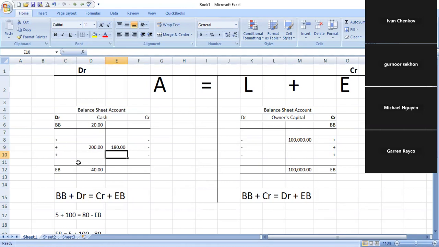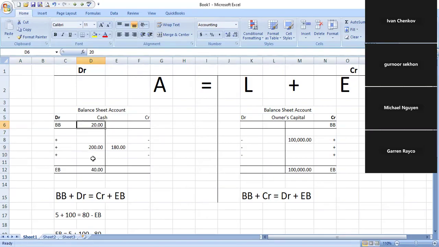So what do we have to do? On the asset account, what's my beginning balance? How much did I purchase? How much did I spend? How much do I have? Inventory: how much was my beginning inventory? How much did I purchase? How much did I spend? How much do I have?